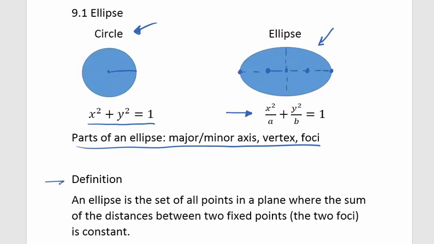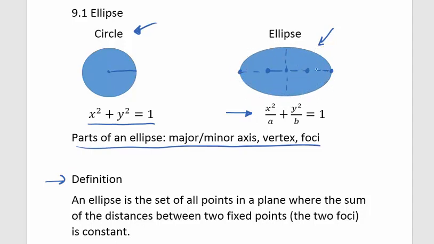Alright, let's take a look at a definition. An ellipse is the set of all points in a plane where the sum of the distances between two fixed points, and those fixed points are the foci, is constant. Alright, let's dig deeper and see what this actually means now. So the set of all points in a plane. It has to be in a plane because we want to be two-dimensional here in our ellipse. That's why we have to be in a plane.